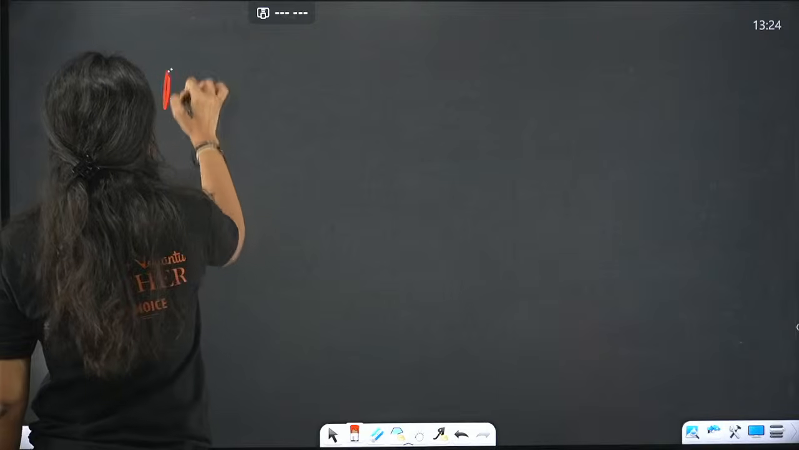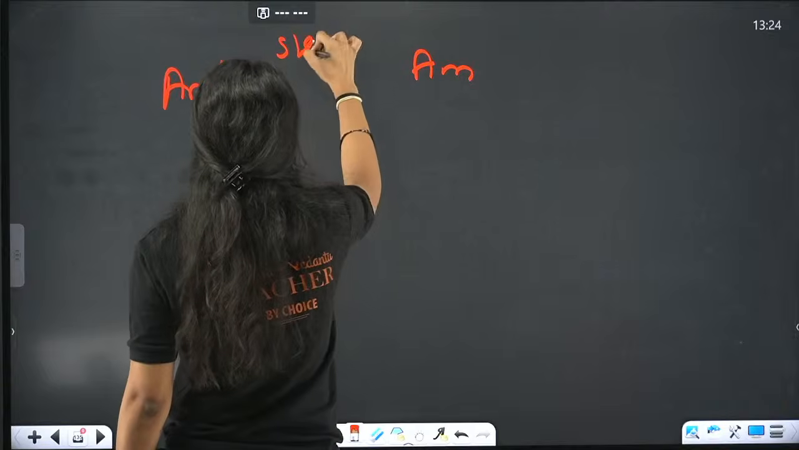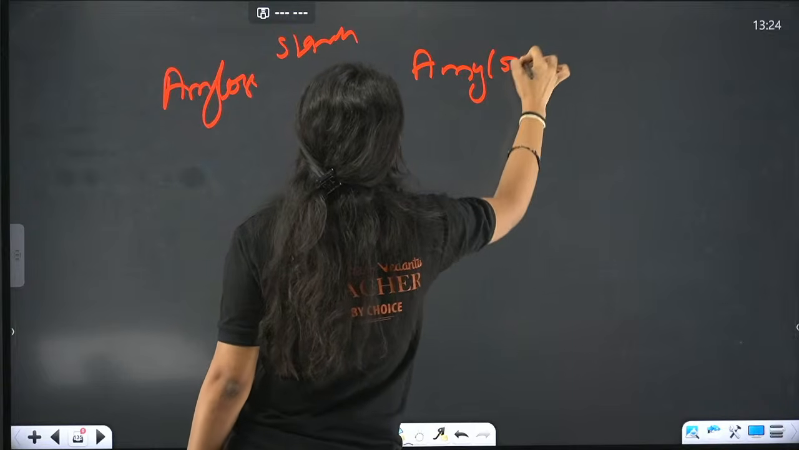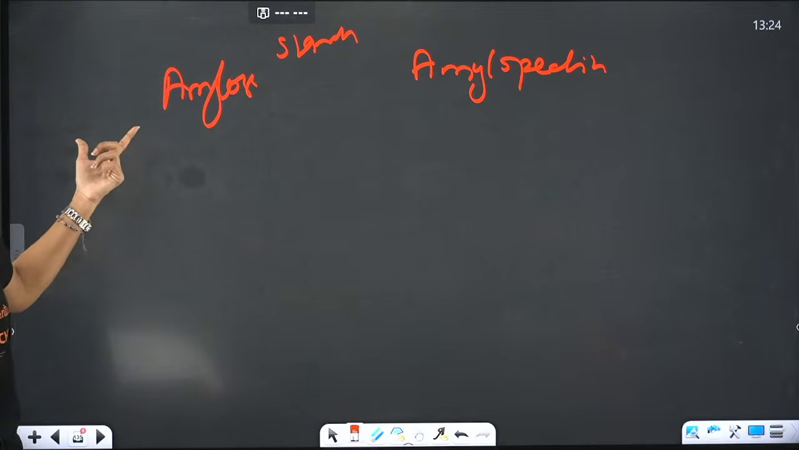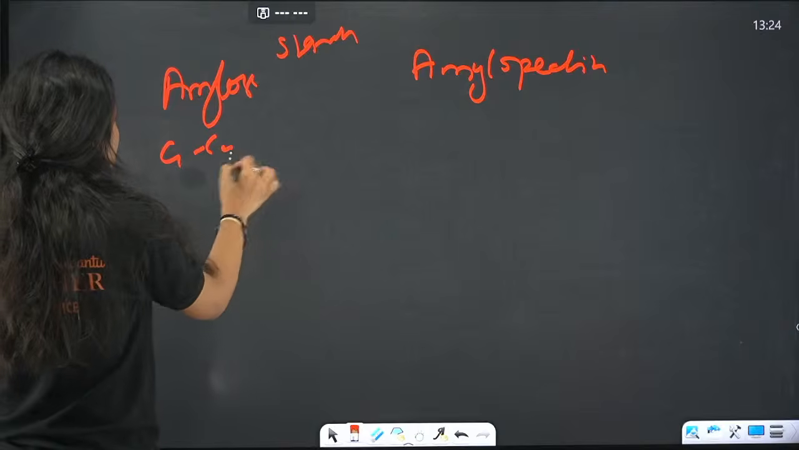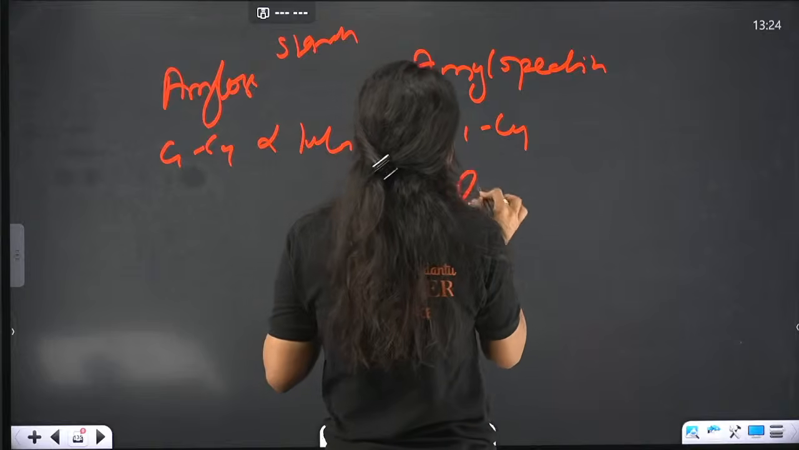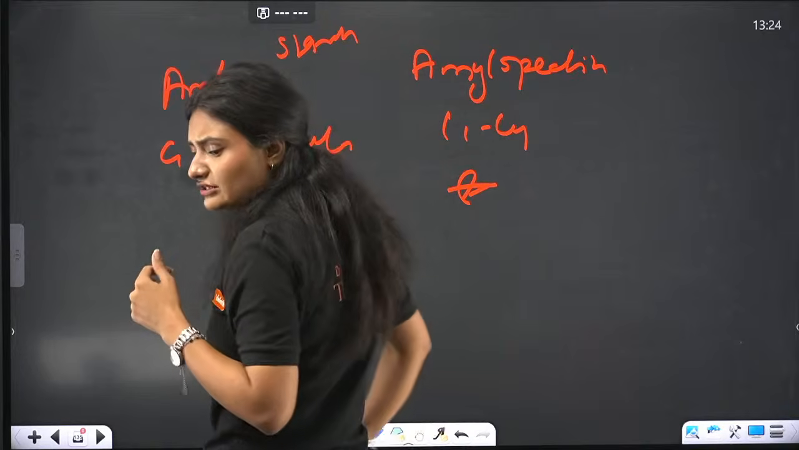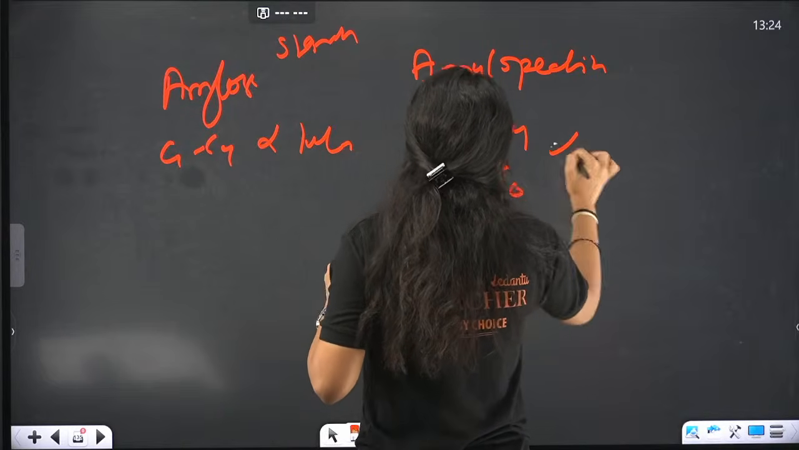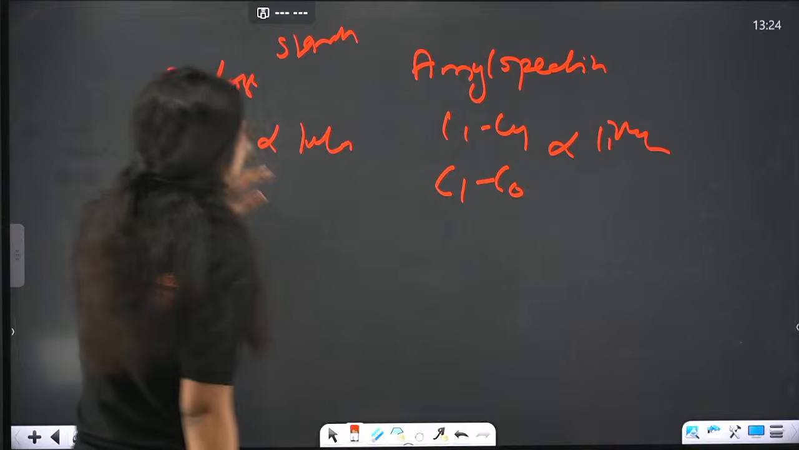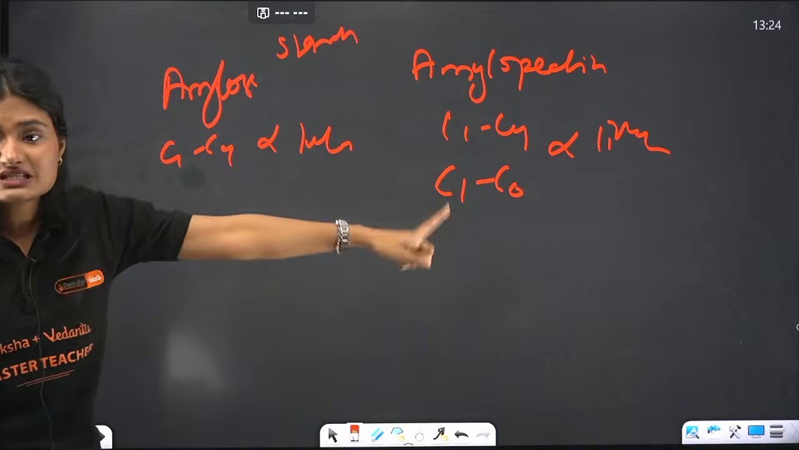Then starch is important. In starch you have amylose and amylopectin, the important units of starch. I'm sorry for the bad handwriting. Amylose has C1 to C4 alpha linkages. Amylopectin has C1 to C4 and C1 to C6 alpha linkages.